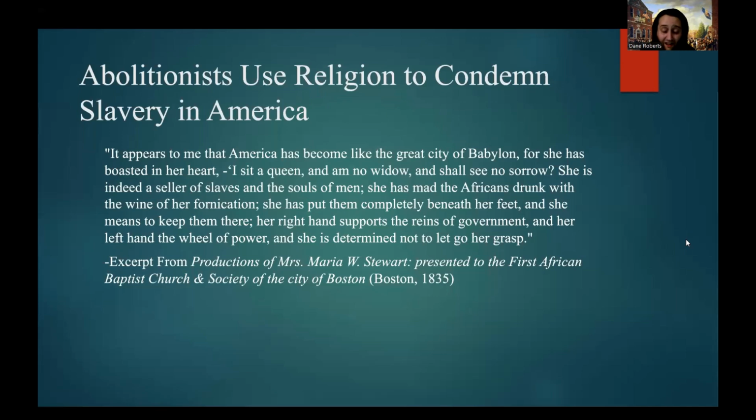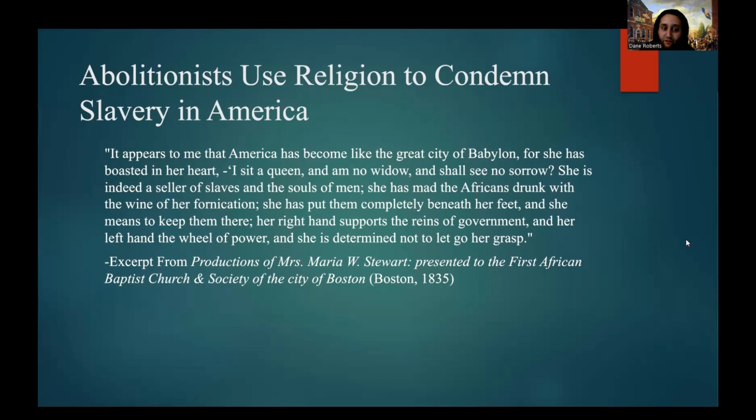That being said, Christianity and religion would also be used by abolitionists to condemn slavery. And this can be seen in a variety of writings. A couple of excerpts I will read in the next couple of slides. The first excerpt reading, and I quote, "It appears to me that America has become like the great city of Babylon, for she has boasted in her heart, I sit a queen and am no widow, shall see no sorrow.